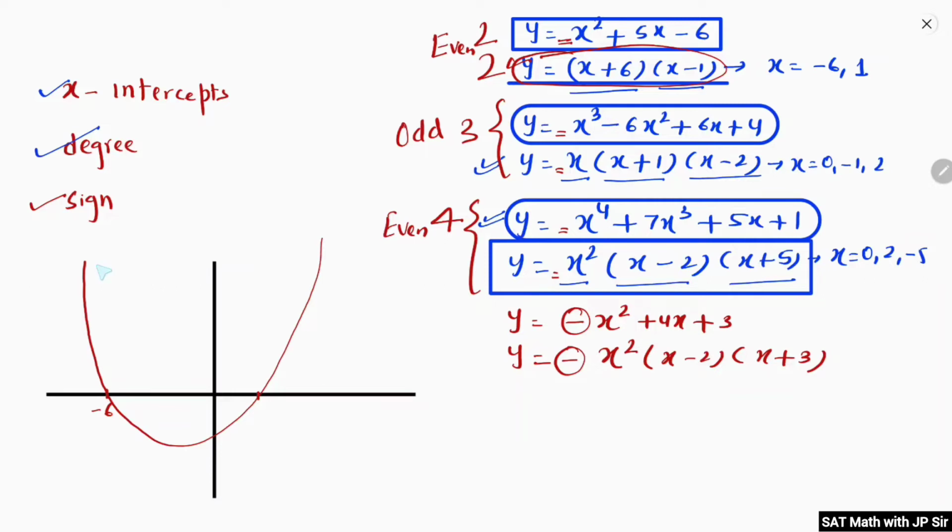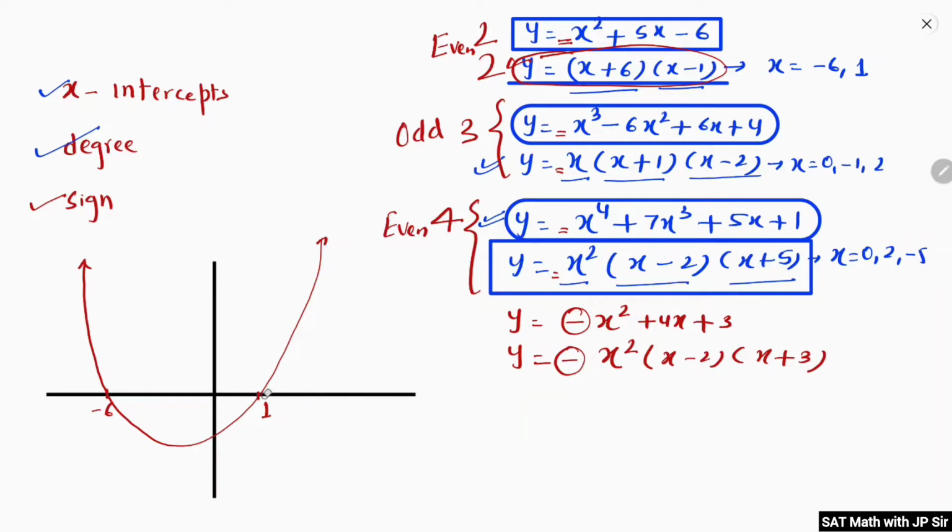Okay, now why is it going in the up direction? Why not coming in the downward direction? That I will explain later on. But just understand this, that x-intercepts mean the graph is cutting the x-axis at these points.